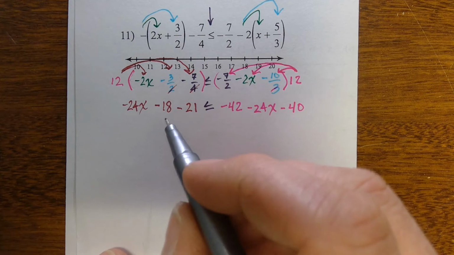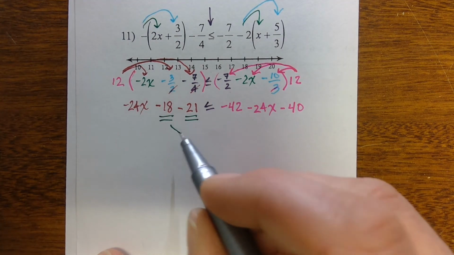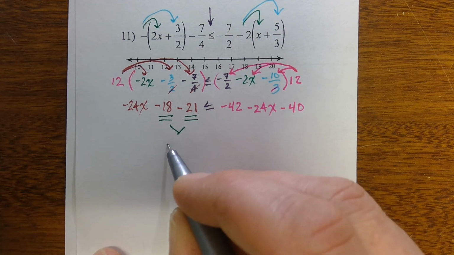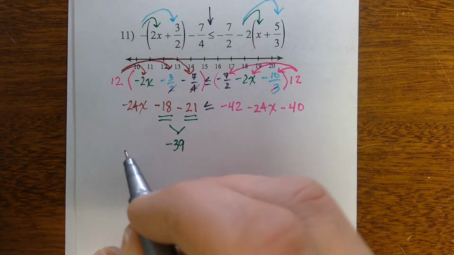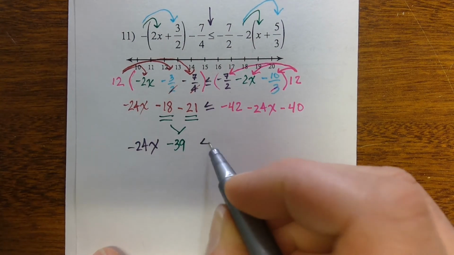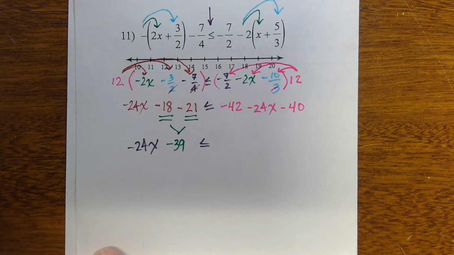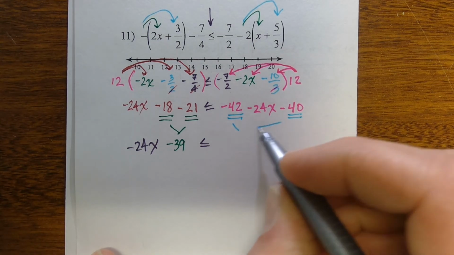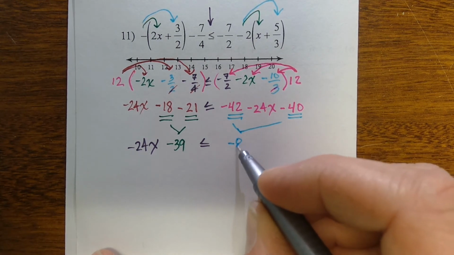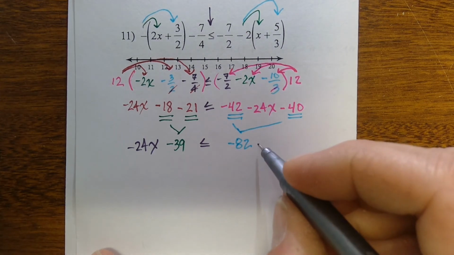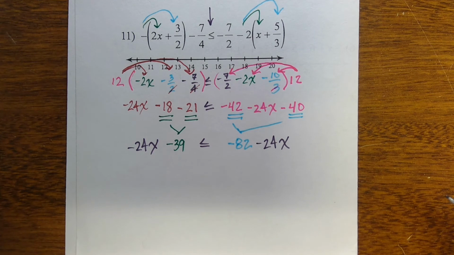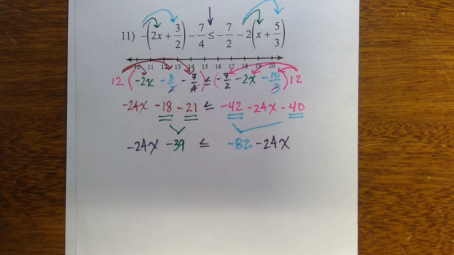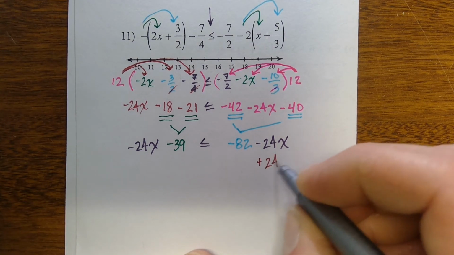So at this point, I'm looking for like terms to put together. Of course, we recognize that -18 and -21 combine to give us -39. We still have -24x less than or equal to, and over on this side, -42 and -40 can be combined. -82. And of course, we still have -24x. And at this point, we have to decide, are we going to put our variables all on the right or all on the left? As I usually do, I'm going to put my variables on the left.